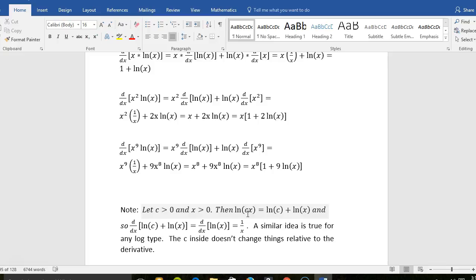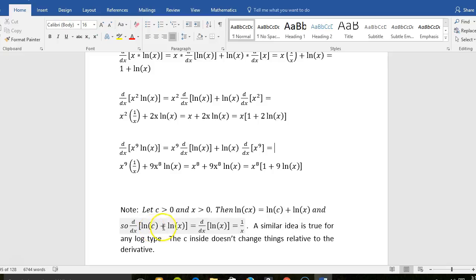Or perhaps possibly another log, but hold that thought. I'm not going to make any promises on that, but it's good for the natural log. A similar idea is true for any log type. The C doesn't matter. It is true for the other logs. Of course, if this was like the log 3, it would break up just like this, and the log 3 of C would get killed just the same.